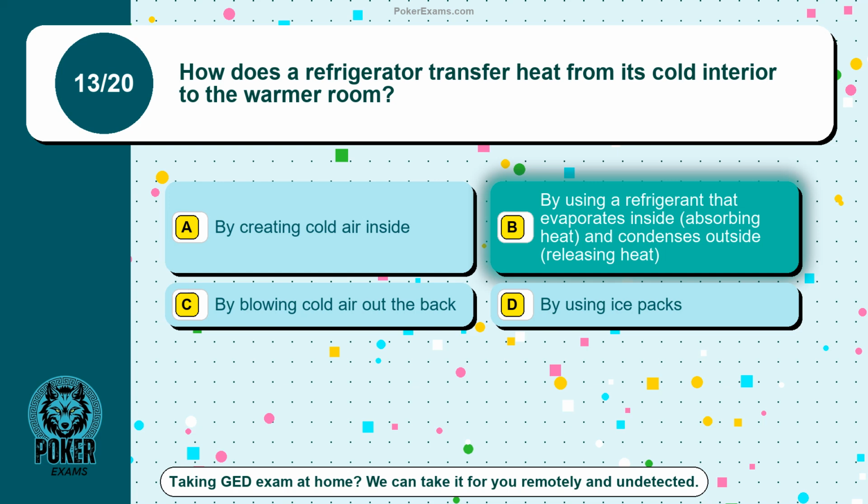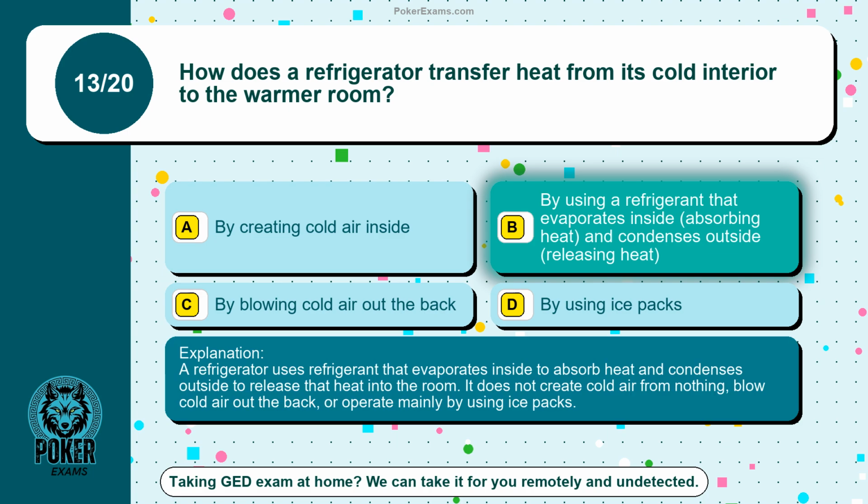The correct answer is option B. By using a refrigerant that evaporates inside, absorbing heat, and condenses outside, releasing heat. A refrigerator uses refrigerant that evaporates inside to absorb heat and condenses outside to release that heat into the room. It does not create cold air from nothing, blow cold air out the back, or operate mainly by using ice packs.